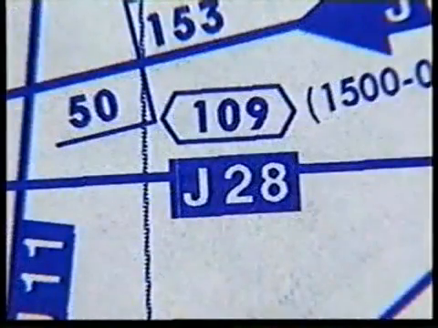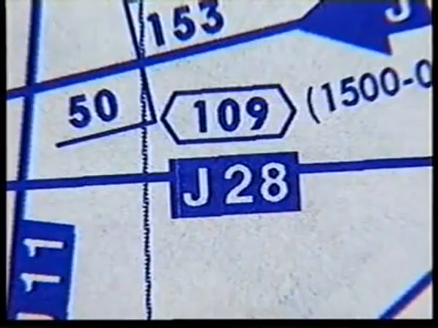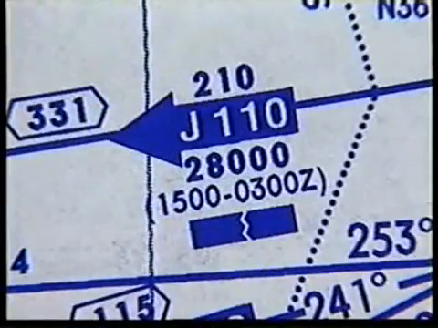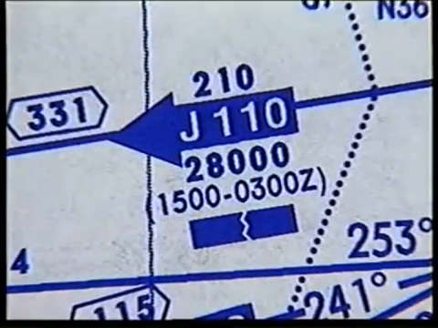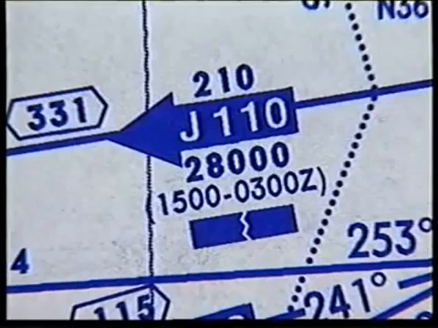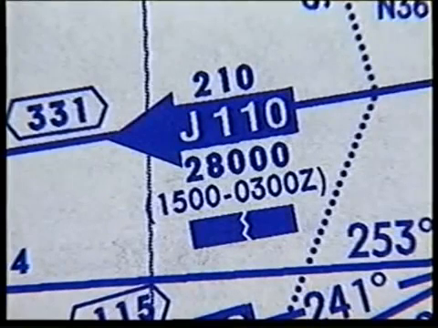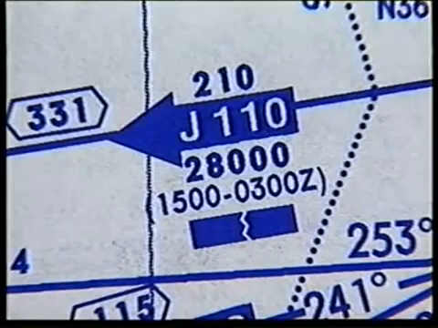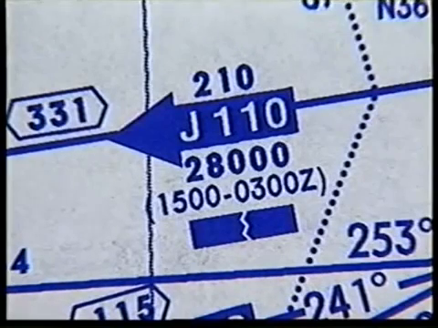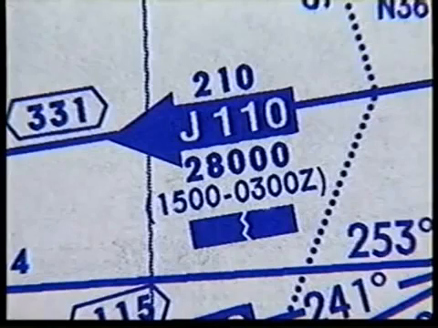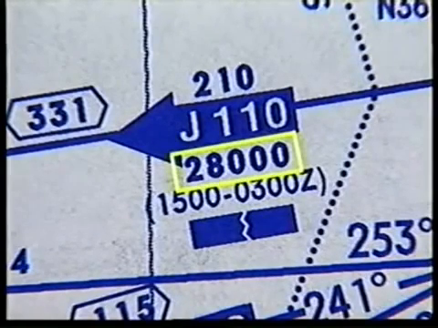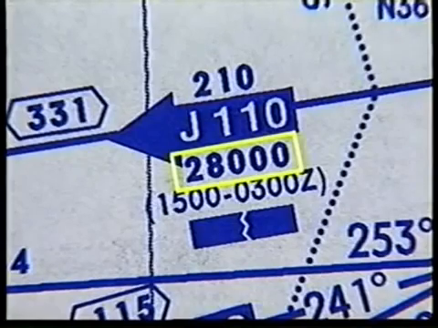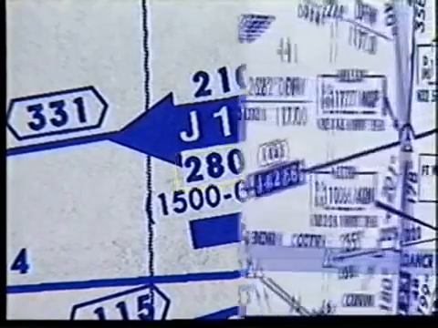Jet routes are shown in the same basic manner as Victor Airways. If the jet route designator is shown inside an arrow, such as J110, the airway is a preferred one-way route. If an effective time is also included, it is only one way during that particular time. Otherwise, it is a two-way airway. MEAs are only shown on high-altitude charts when they are higher than 18,000 feet.